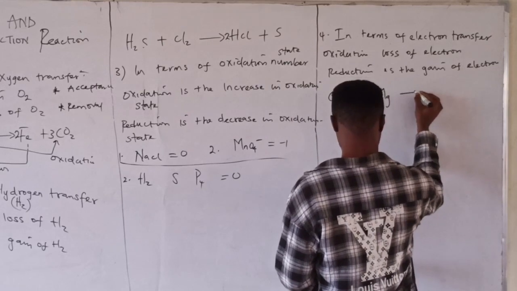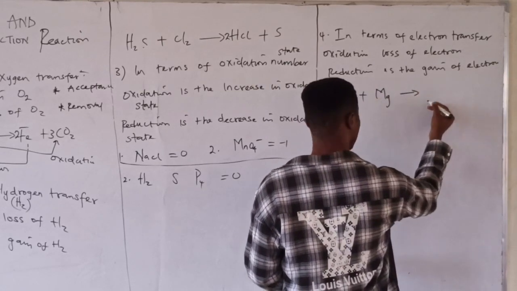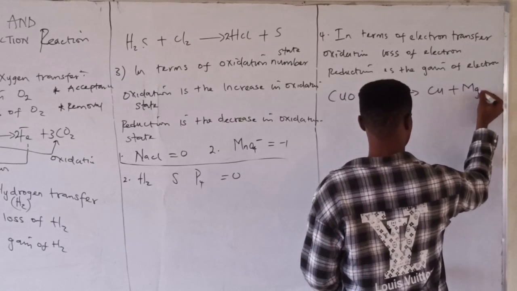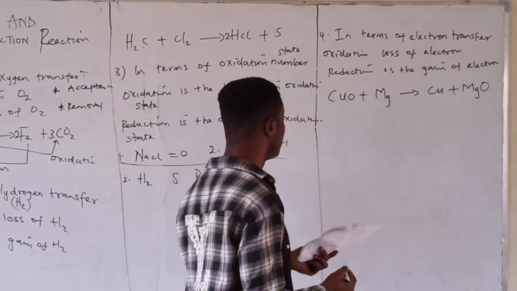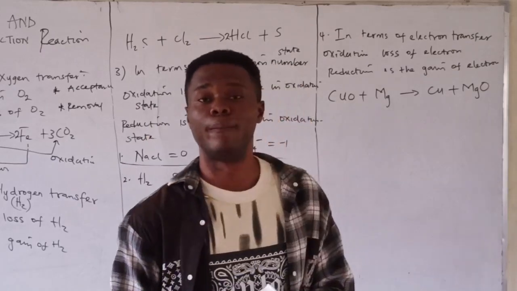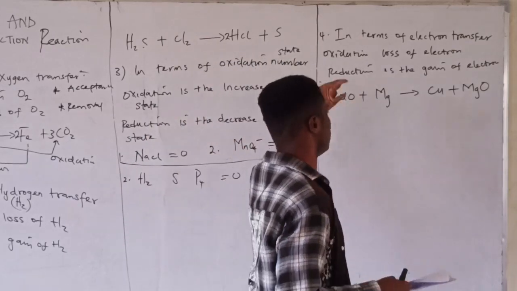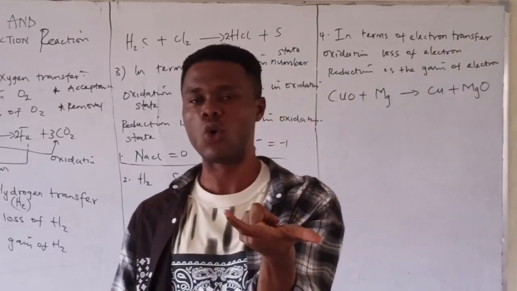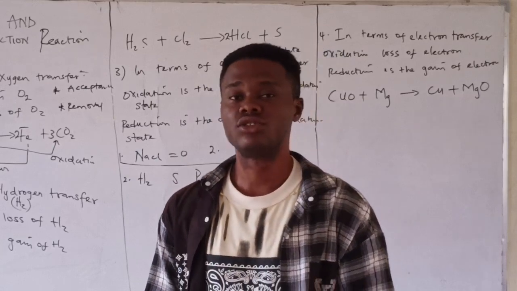So what we have is copper plus magnesium oxide. This is a simple reaction that oxidation and reduction can be used to explain in terms of electron transfer. But I want to give you a little insight.